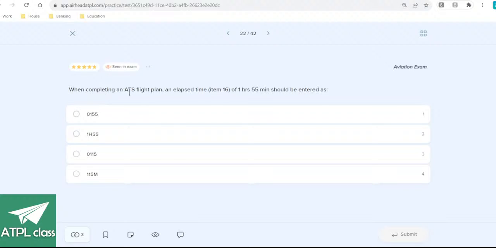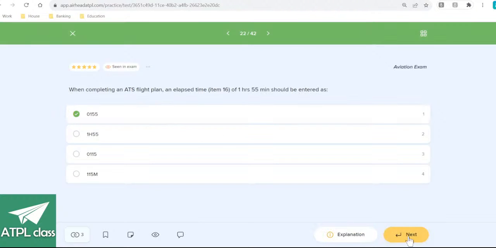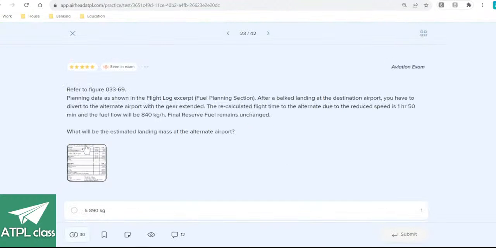When completing an ATS flight plan, an elapsed time of 1 hour 55 should be entered as 0155. Yeah, nice.